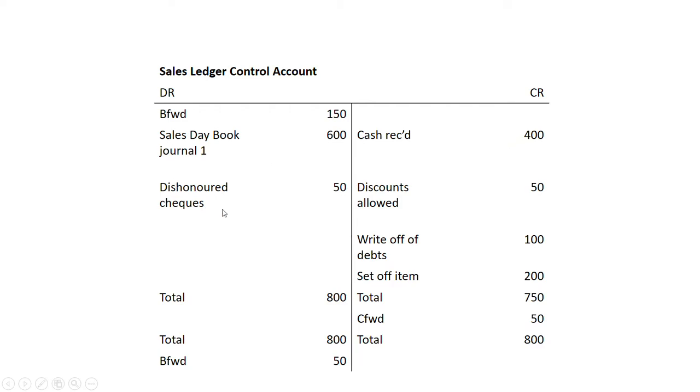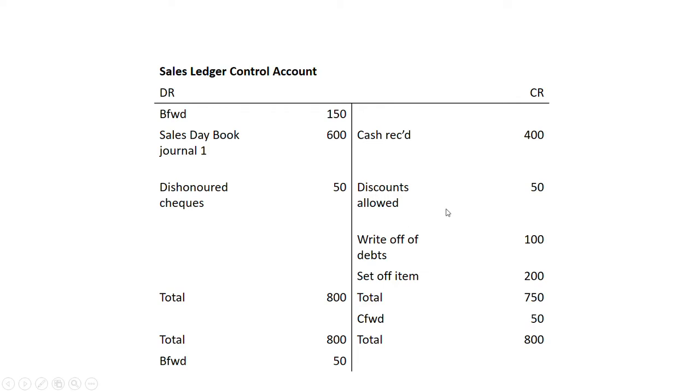And now I've got some dishonoured cheques. So in this cash received, actually £50 worth of it bounced. So I've got a dishonoured cheque. Now that means that customer didn't actually pay, so they owe us the money. So it's an asset that's increasing, so that will be a debit.